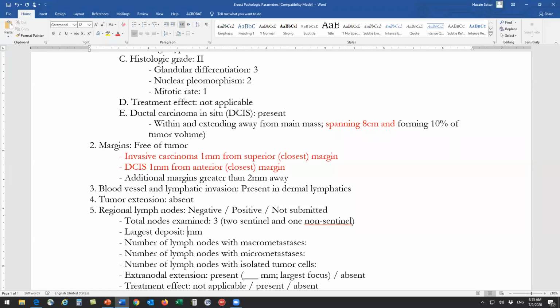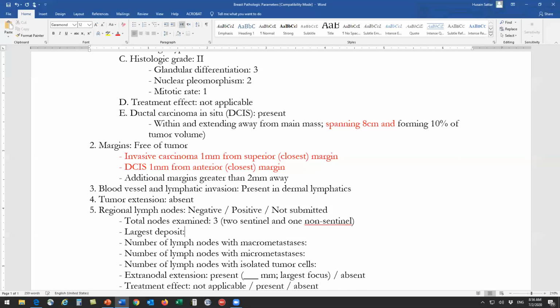If there's a tumor deposit, we need to talk about the size. The size of the largest deposit is important because of the following. If it's greater than 2 millimeters, then it's a true deposit, and we call that a macromet. So greater than 2 is a macromet. If it's 0.2 to 2, then that's called a micromet. And if it's less than 0.2, that's called an ITC, okay?